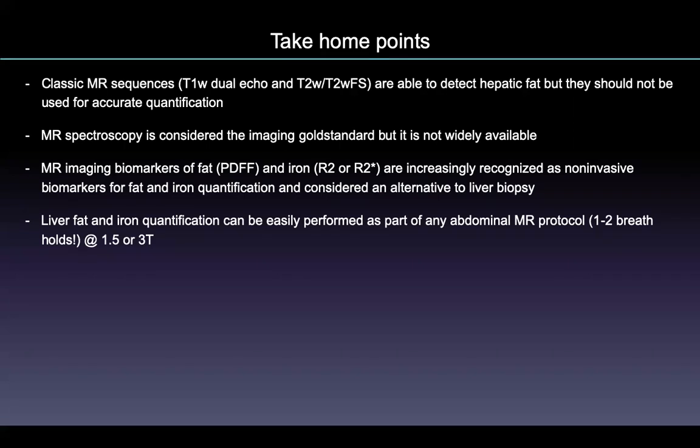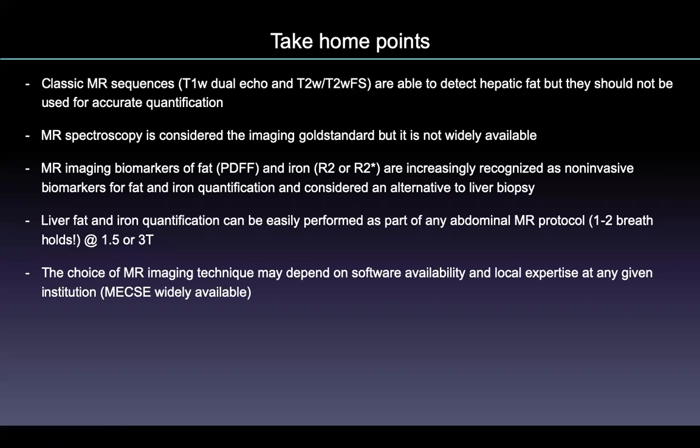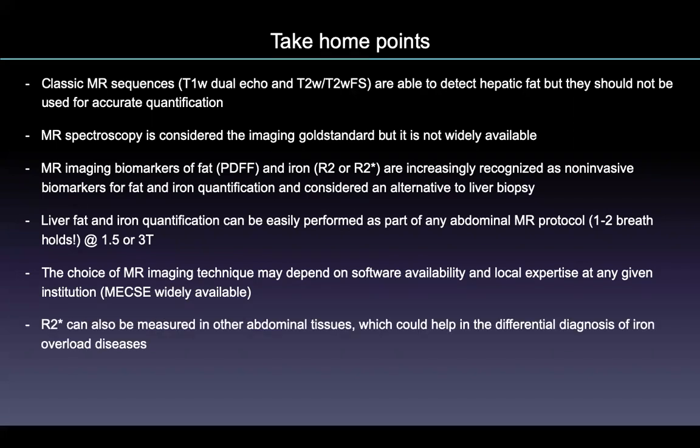So liver fat and iron quantification can be easily performed as part of any abdominal MR protocol because it takes only 1 or 2 breath-hold acquisitions, and this can be done at 1.5 or 3 Tesla. Of course, the choice of MR imaging technique depends on the software availability and the local expertise at any given institution, but multi-echo chemical shift encoded sequences are widely available.